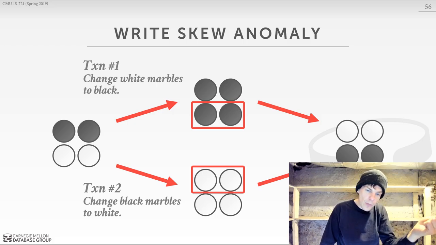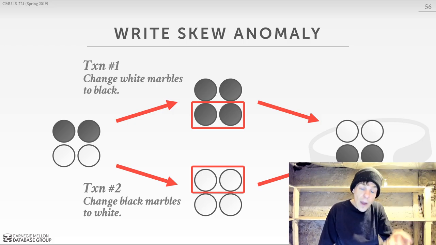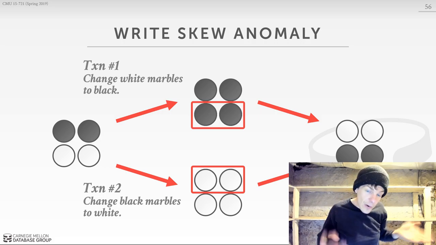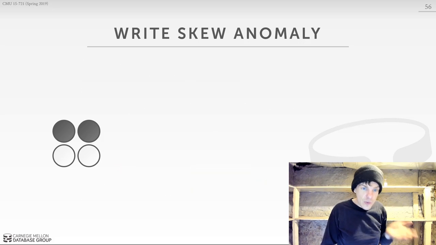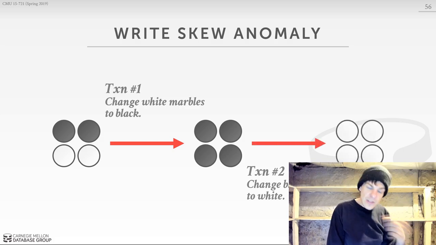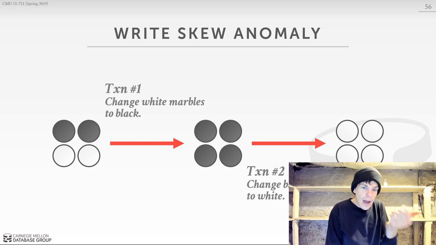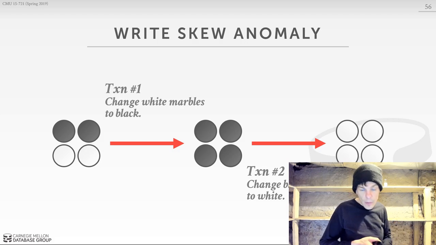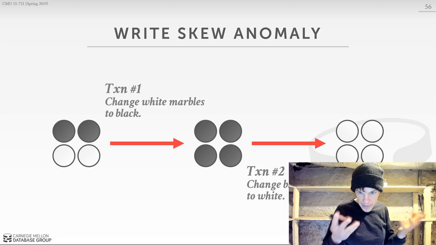But now we end up with a database state where all the black marbles went white and all the white marbles went black, based on a consistent snapshot. And this is not serializable, because in a truly serializable execution we would execute T1 first, turning all the marbles black, and then execute T2, turning all the marbles white. So under snapshot isolation, I was able to generate a database state that is not equivalent to that: all the marbles have to be white, or all the marbles have to be black. So this is why, again, snapshot isolation is not considered fully serializable.